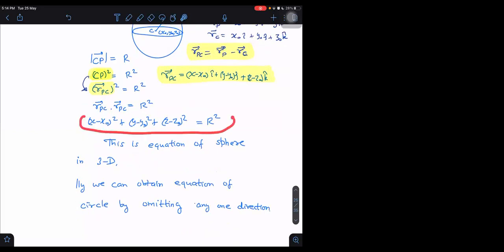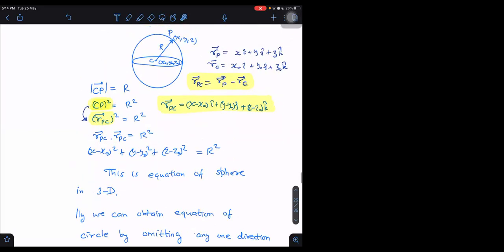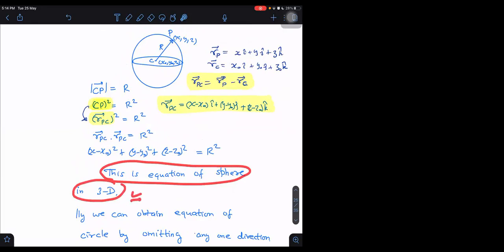But remember, this is also the equation of the sphere. All I have done is find out the magnitude of the radius, and just after finding the magnitude of the radius, I am automatically getting the equation of the sphere, and that too in 3 dimensions, not just in 2 dimensions, but in 3 dimensions.